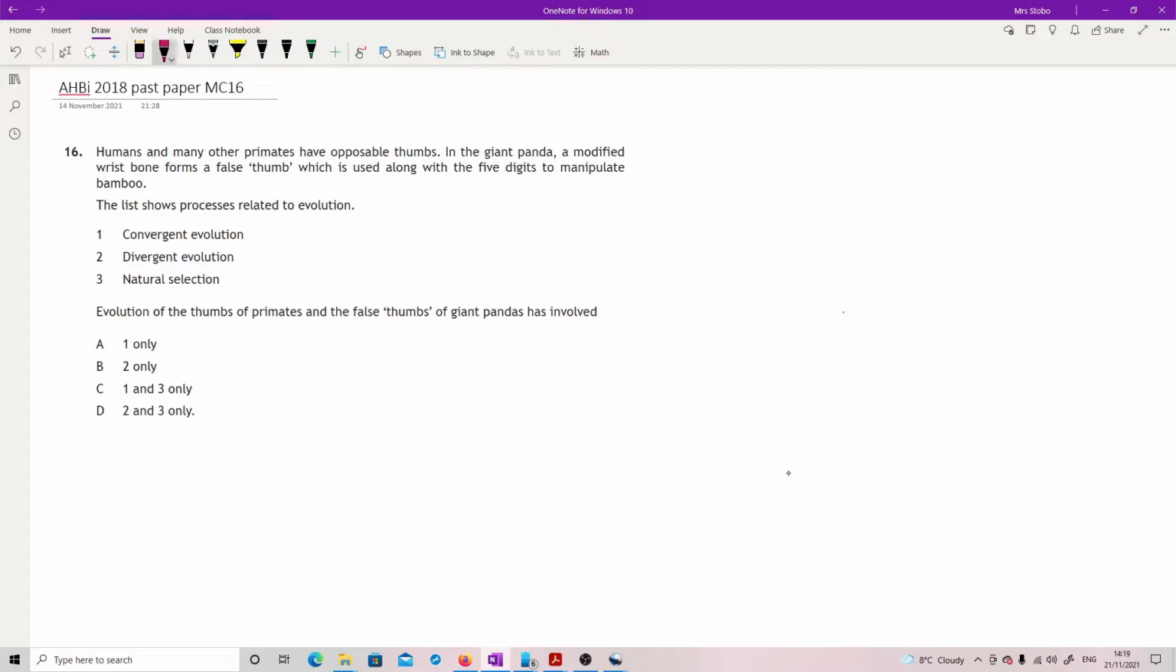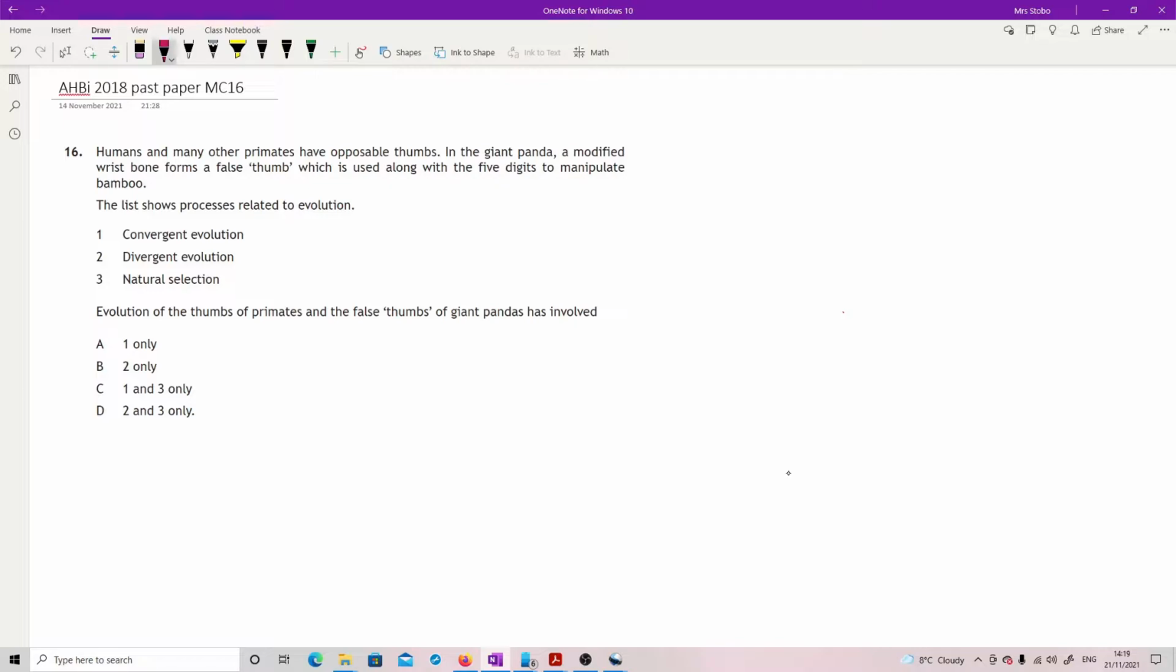Question 16. Humans and many other primates have opposable thumbs. In the giant panda, a modified wrist bone forms a false thumb, which is used along with the five digits to manipulate bamboo. We have a list: convergent evolution, divergent evolution, and natural selection. Evolution of the thumbs of primates and the false thumbs of giant pandas has evolved.